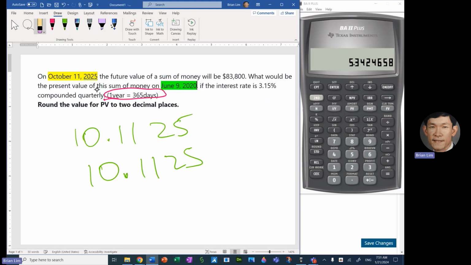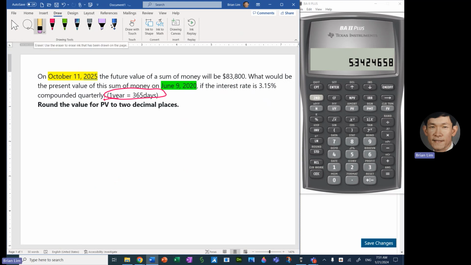Let's get rid of the other markings so you can see it clearly. So 1 year is 365 days. So that is what I divided the days between dates by, and I got this number right here. Now to calculate N, I will click on second N and enter it. I click on N. Now this is the future value, remember, of the money.